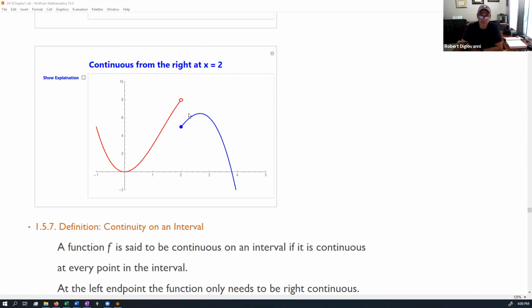Which is this scenario here. So it's like left and right continuous is like almost continuous, but one of the sides is messed up, right?